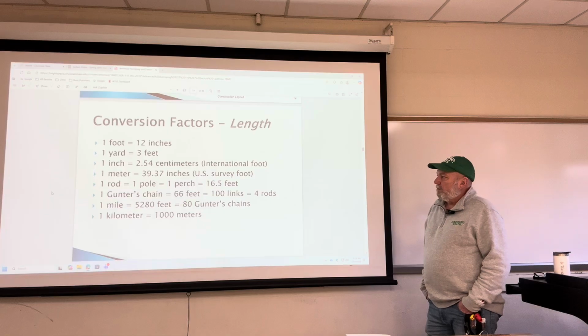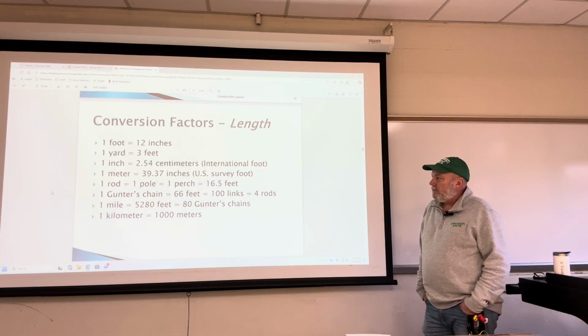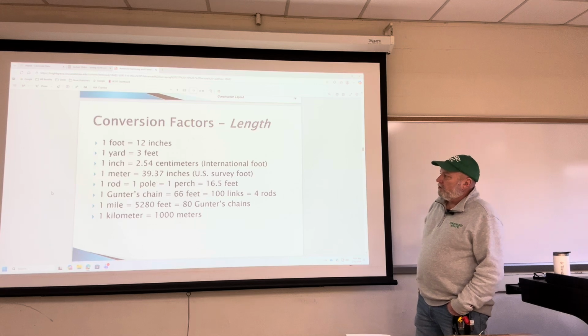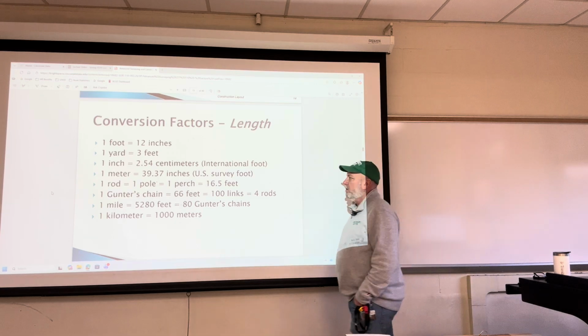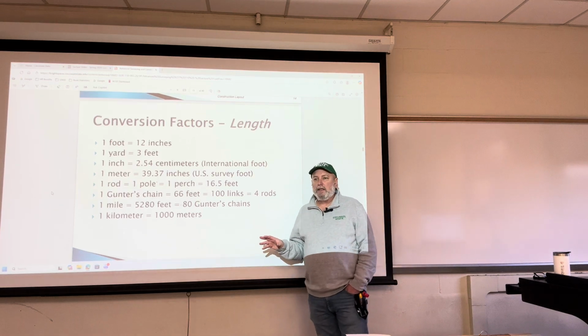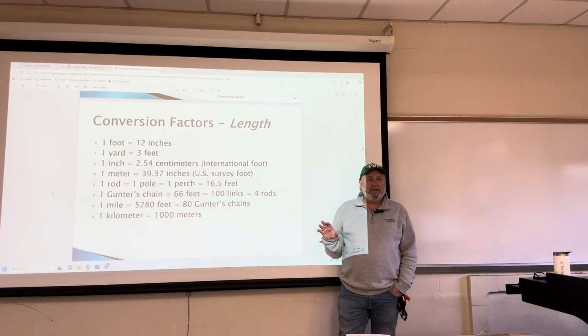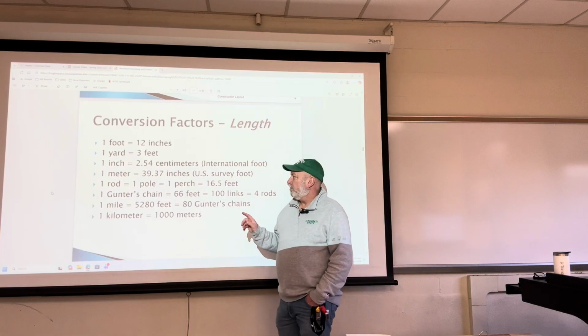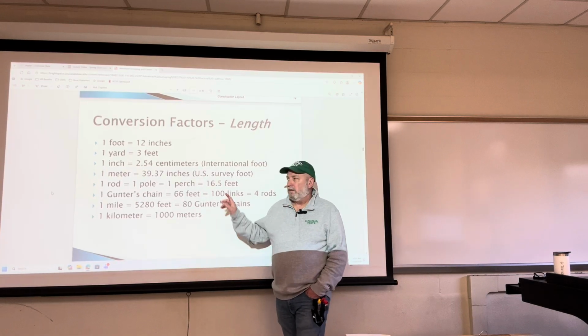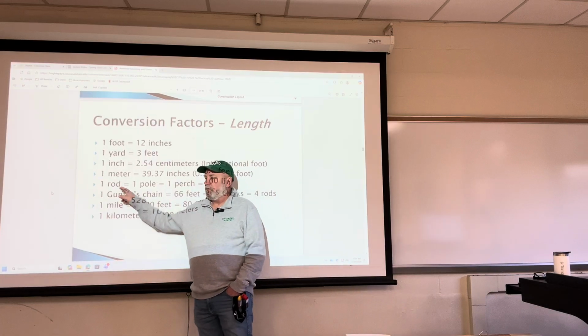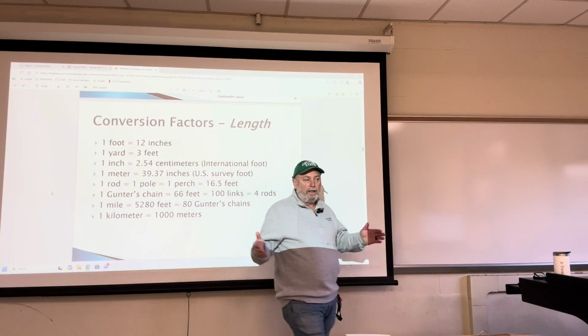One rod equals one pole equals one perch equals 16.5 feet. This also can be an important one to know because I have seen, on some old plats from the 1800s, roads and alleys labeled in rods for their width.